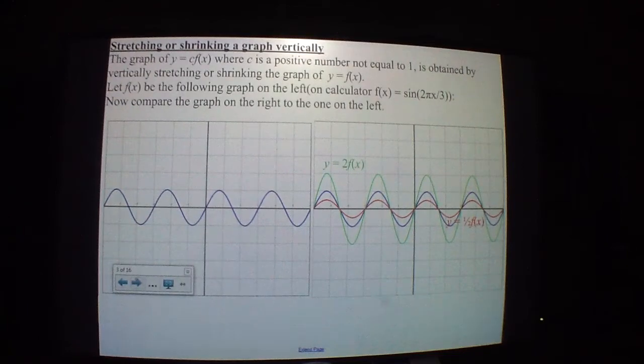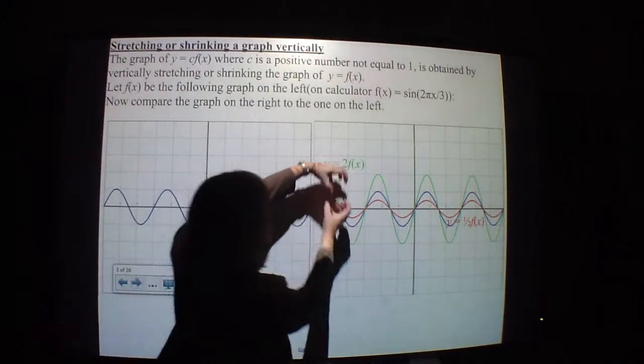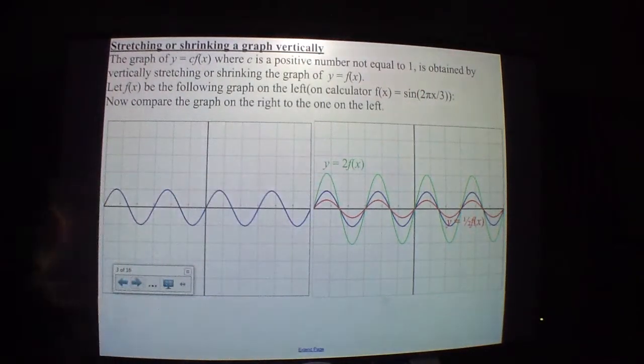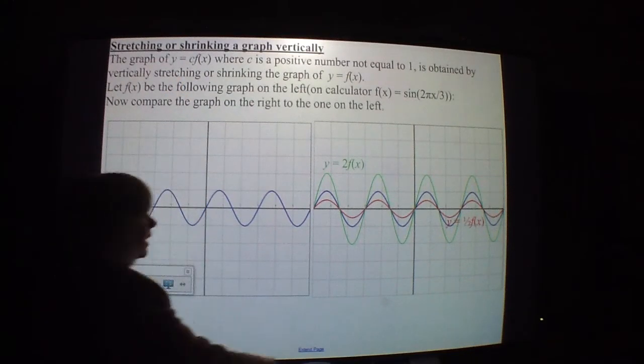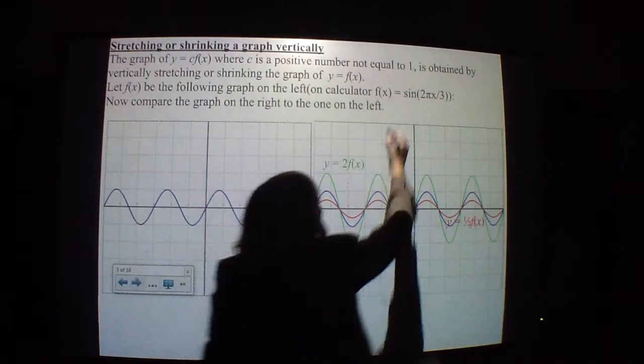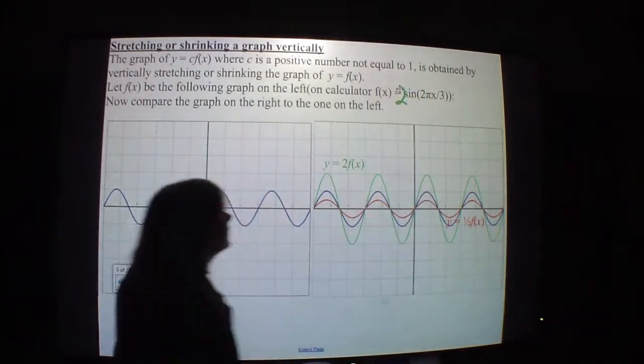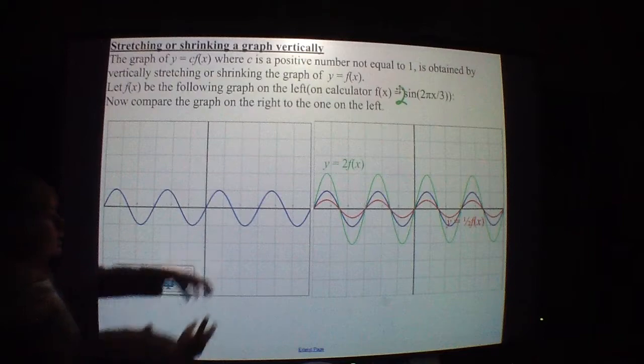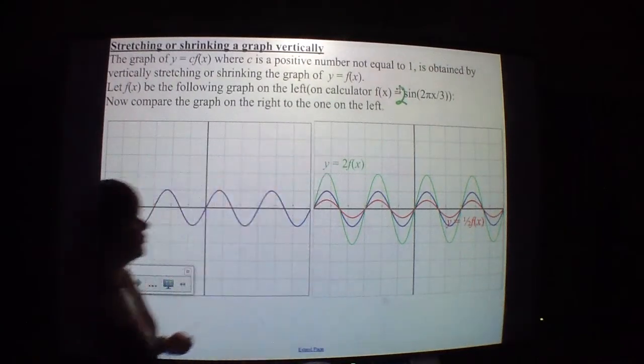Stretching and shrinking a graph vertically, or stretching and compressing a graph vertically, if you want to use the word compressing instead of shrinking. That means up and down. We're going to stretch it or compress it. If I take that function and I multiply it by some number, like say 2, it will stretch it vertically.